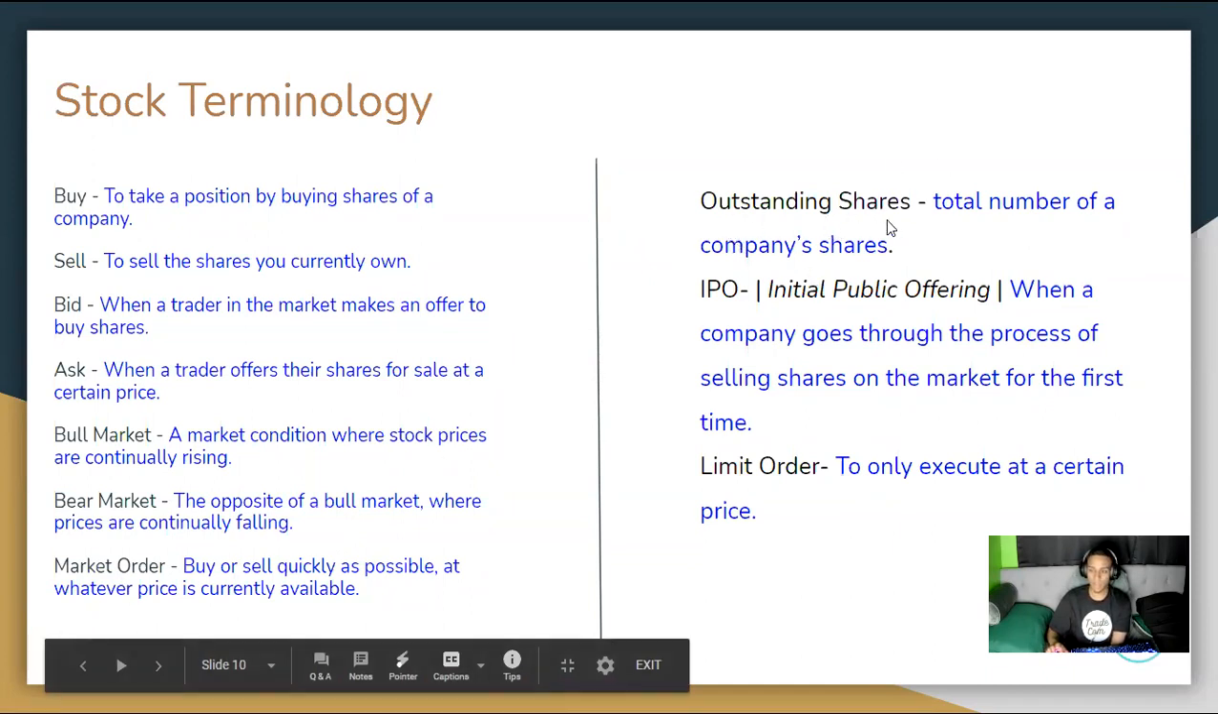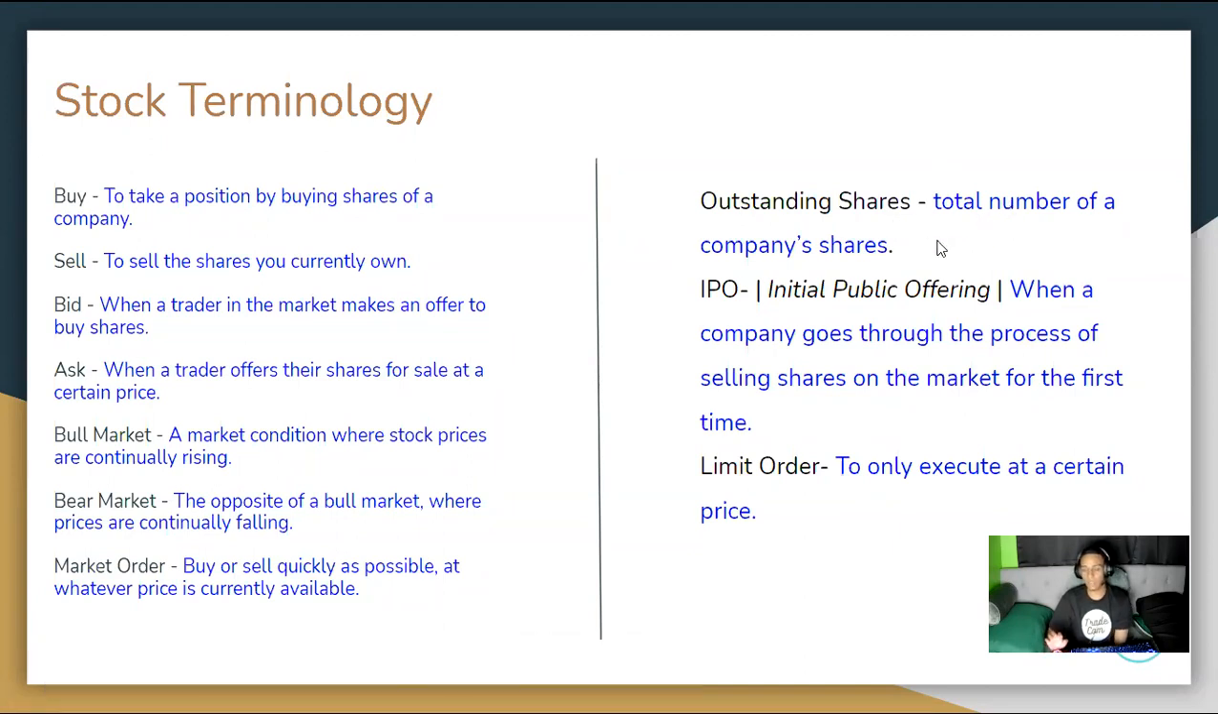All right, outstanding shares: the total number of a company's shares that it has. So if I have Apple as a company, and Apple has about 1 million shares available for purchase, my outstanding shares for Apple is 1 million.